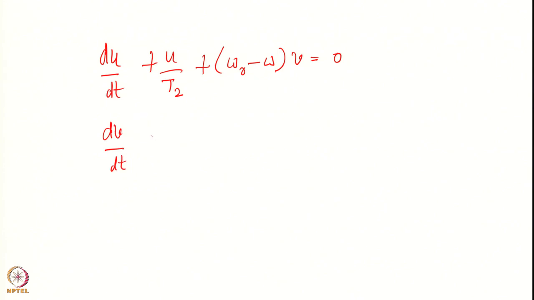After doing the transformation, I will write the Bloch equations, and this will be du/dt plus U/T2 plus (omega naught minus omega) times V is equal to 0. Then I will write a similar one for dV/dt plus V/T2 minus (omega naught minus omega) times U is equal to minus gamma H1 Mz.